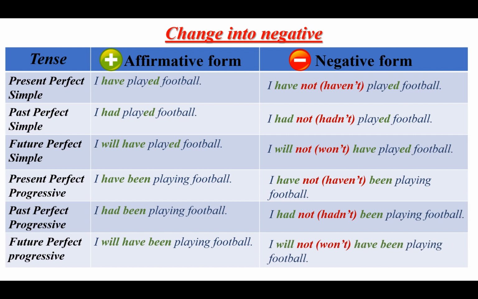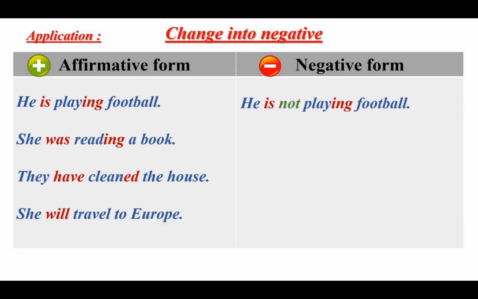The last one is the future perfect progressive. In affirmative form, I will have been playing football. In negative form, I will not or won't have been playing football. For our application, change the given affirmative sentences into negative ones.